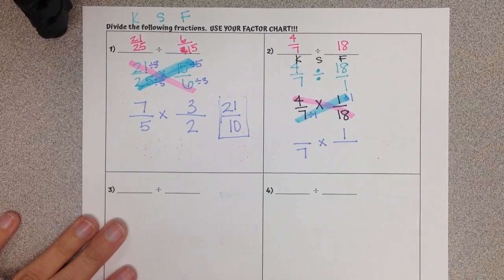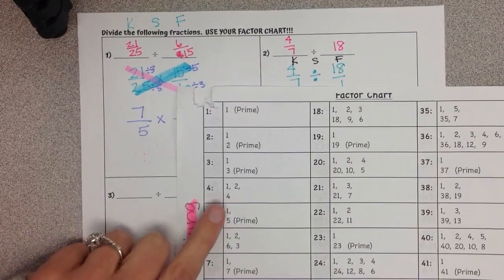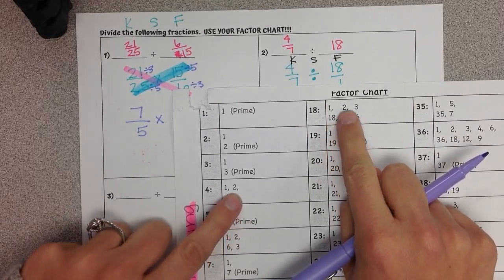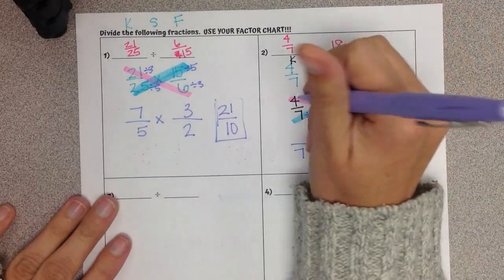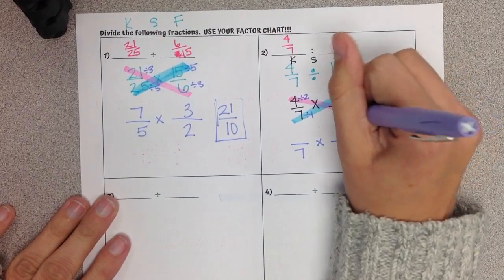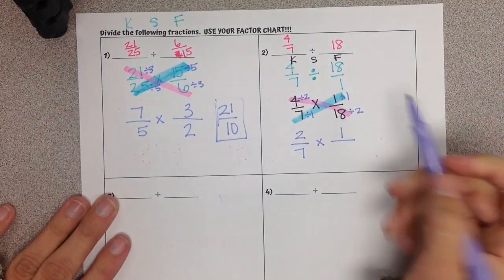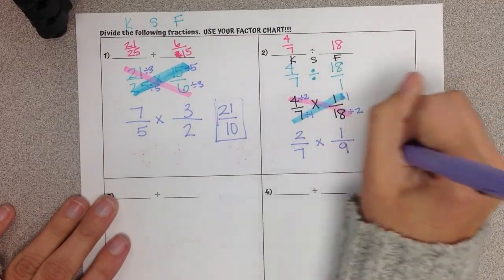Then we look at 4 and 18. The biggest number that 4 and 18 divide by is 2. So I'm going to show that I'm dividing 4 by 2. I'm dividing 18 by 2. 4 divided by 2 is 2. 18 divided by 2 is 9.